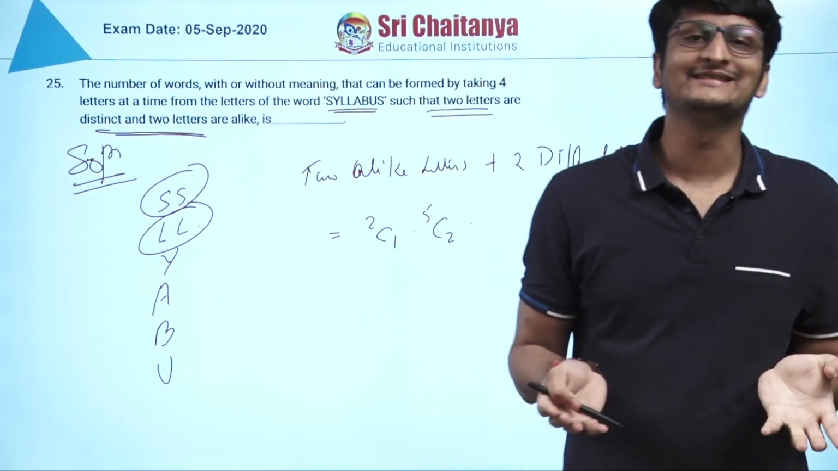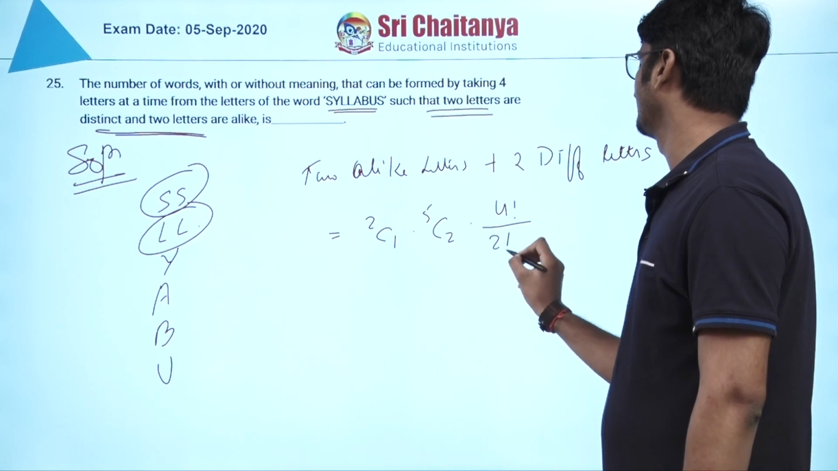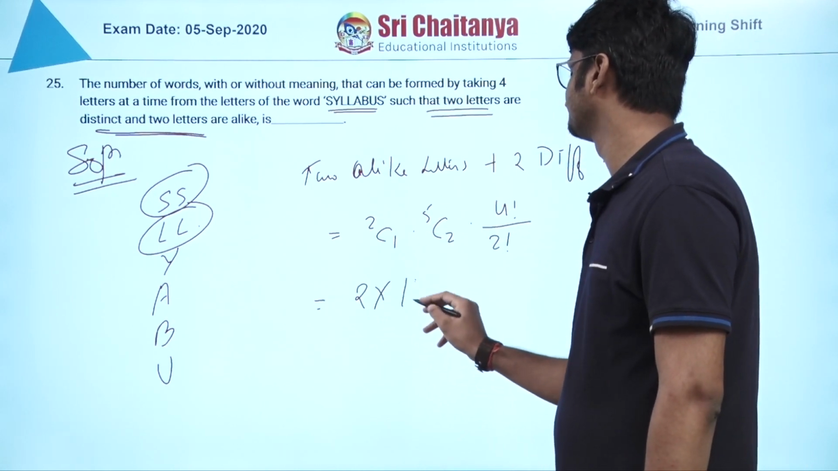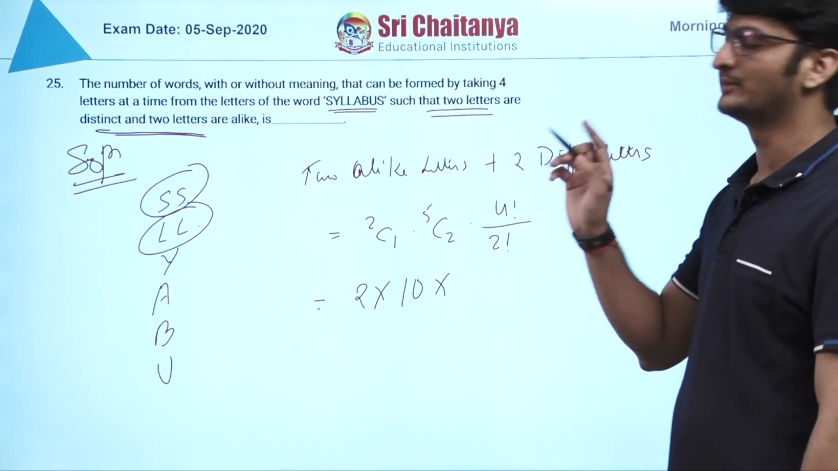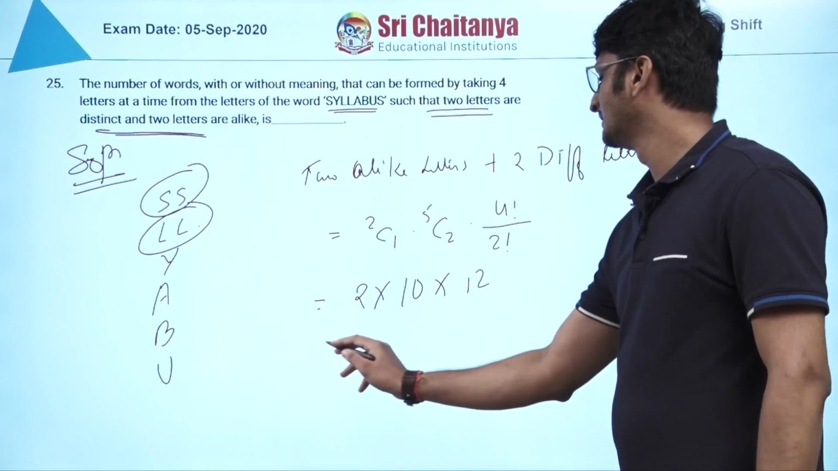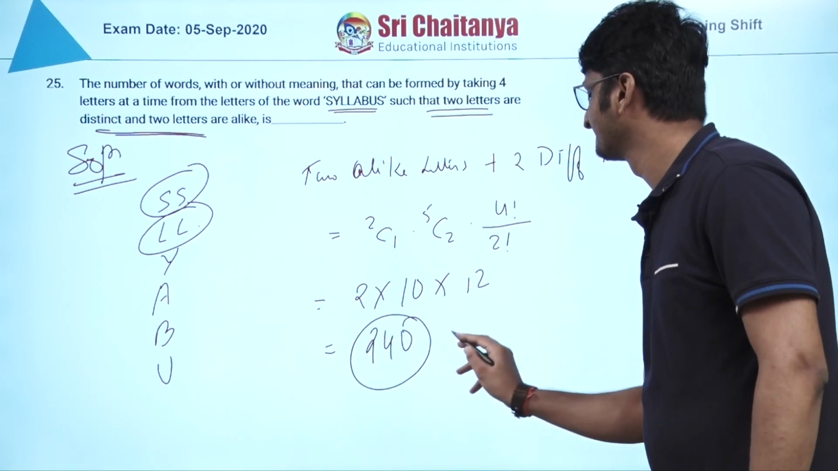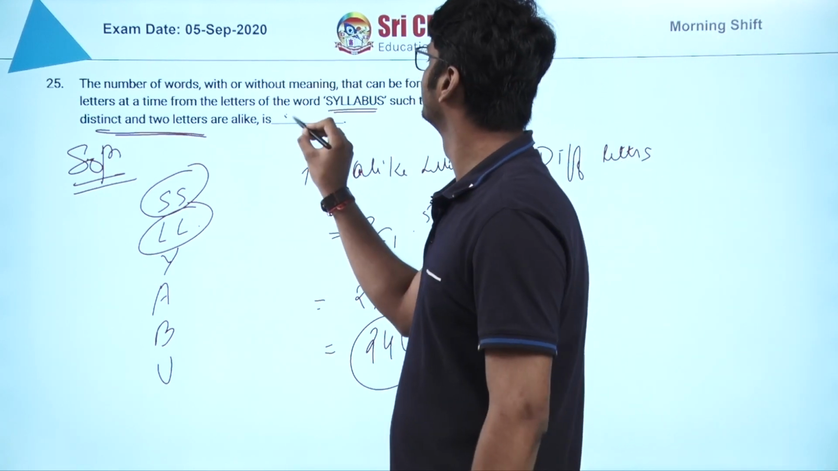In how many ways can they be arranged? Simple, 4 factorial by 2 factorial. Check out what answer you are getting. 2 into 5C2 is 10, and 4 factorial by 2 factorial is 24 by 2, that is 12. So the answer has become 240. Is it correct? 240 is the answer.